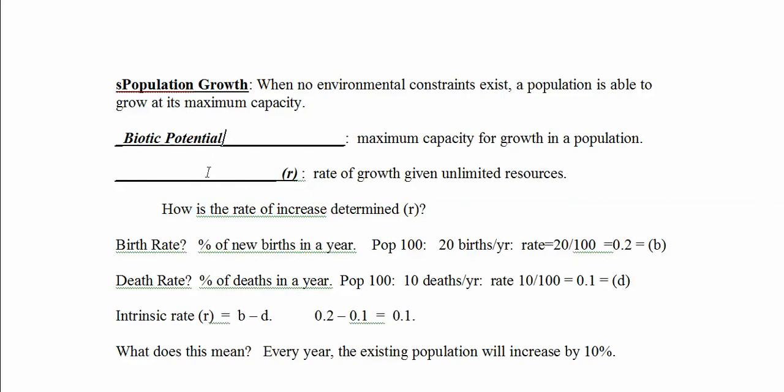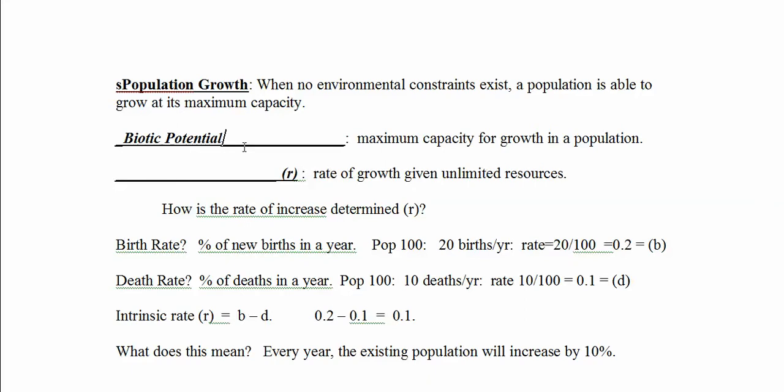Now that's assuming all conditions are perfect, everyone's reproducing at their maximum rate. You know, it sounds pretty outlandish, but it's said that a typical human female could, under perfect conditions, have about 30 kids during her lifetime.